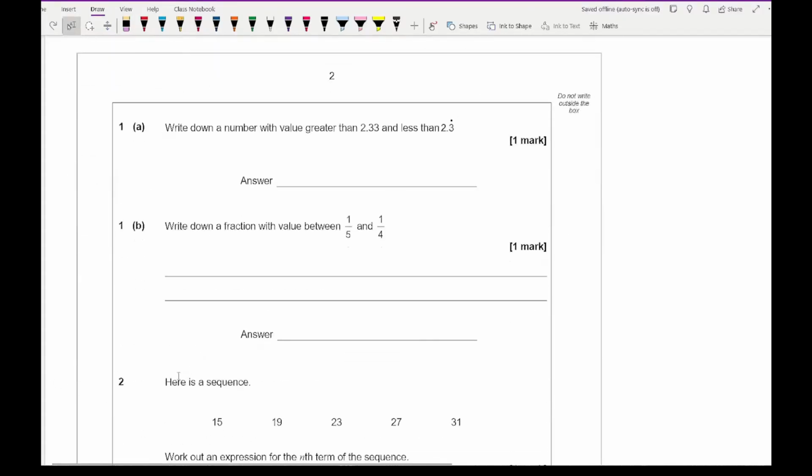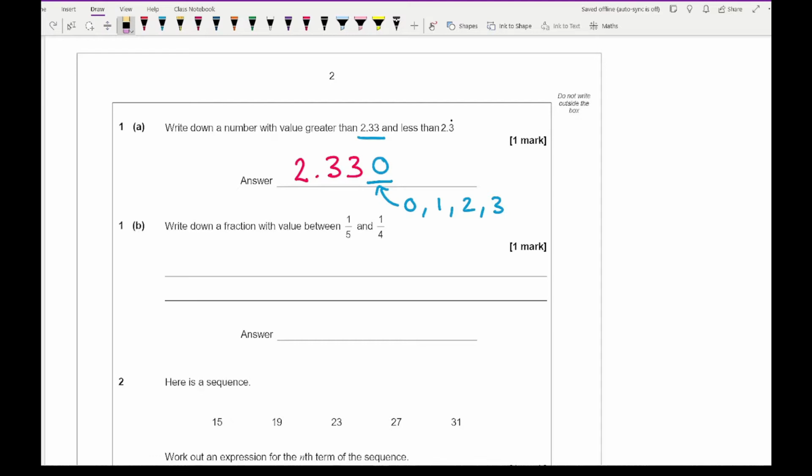Looking at question 1, it says write down a number with value greater than 2.33 and less than 2.3 recurring. For this particular question, all you've got to do is make sure that your number starts as 2.33. Then your next digit, which is really important, has to either be a 0, a 1, a 2 or a 3. In terms of 0, it can't be 0 if you just leave it as 0, but if I put 0, 1, then that technically is still going to be bigger than 2.33. Obviously if I just have a single 0, then that's just going to be exactly the same number.